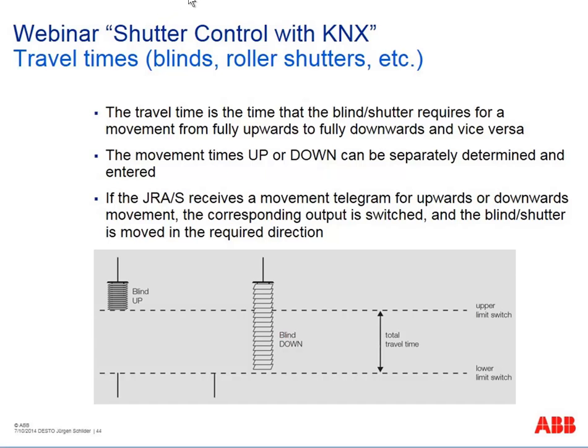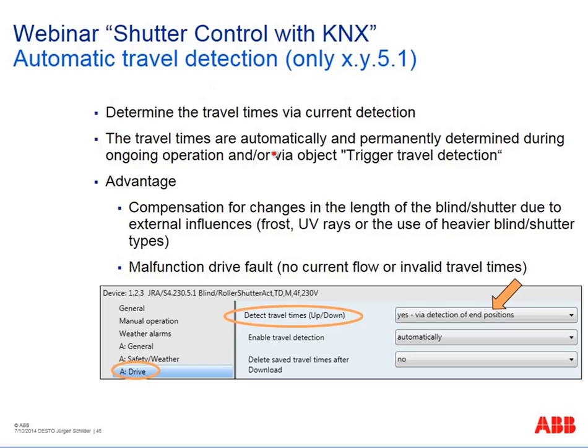So how is it possible to get the travel time? Now we come to the automatic travel time detection. If we have the version 5 shutter actuator, it's now possible to detect the travel time automatically. And technically we do this via current detection, means if the motor is running, current is flowing, and an internal timer will be started inside the shutter actuator, and if the motor stops, current is 0 and we stop the timer as well. So if we run between both end positions, we know the total travel time.